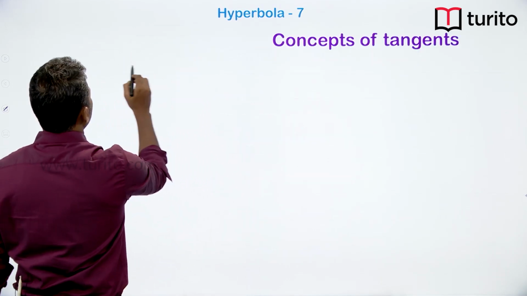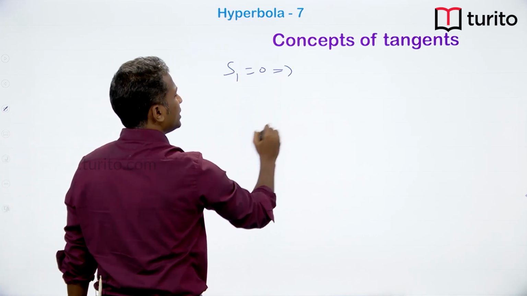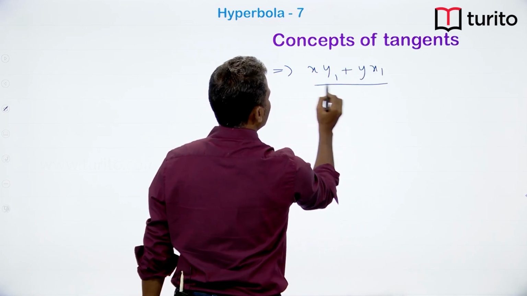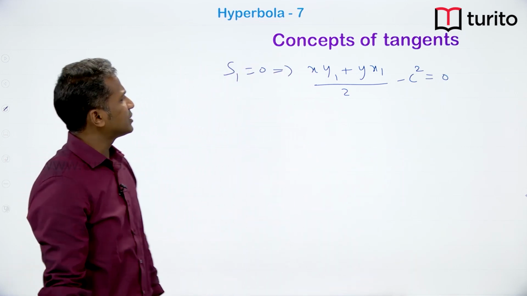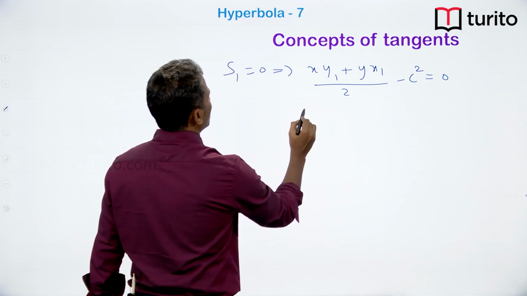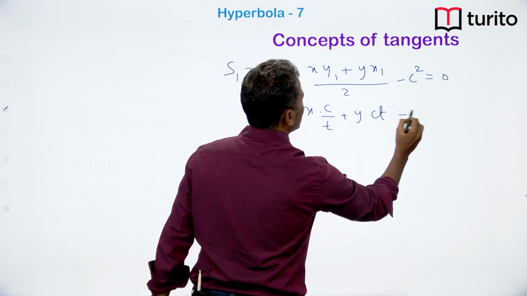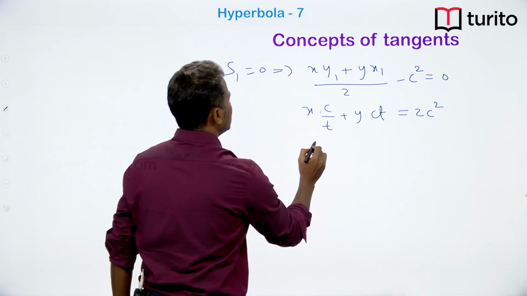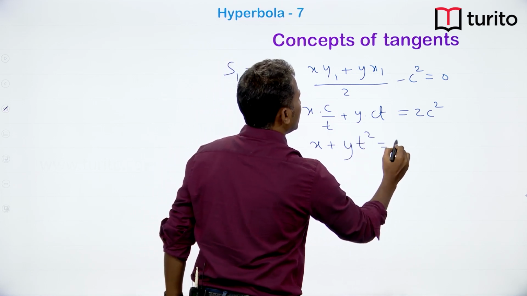For example, if I take the curve xy equal to c square, S1 equal to 0 is going to give us (xy1 plus yx1) divided by 2 minus c square equal to 0. Now here in place of x1 I will put ct, in place of y1 I will put c by t. So what do I get? x into c by t plus y into ct equal to 2c square, and here one c can be cancelled, and if we simplify this we are going to get x plus yt square equal to 2ct.